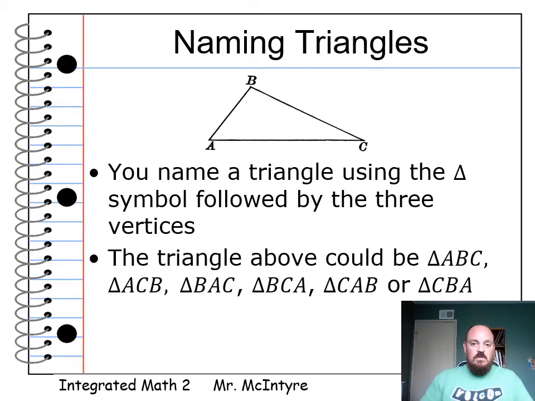The most obvious one is triangle ABC. We usually put them in alphabetical order. But any of the other 5 work also. You could call it triangle ACB, triangle BAC, BCA, CAB, or CBA. So typically we go ABC, but any of those 6 are technically right.